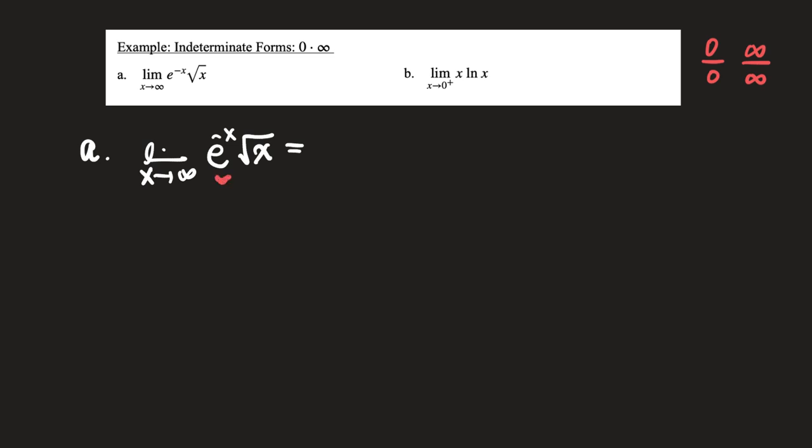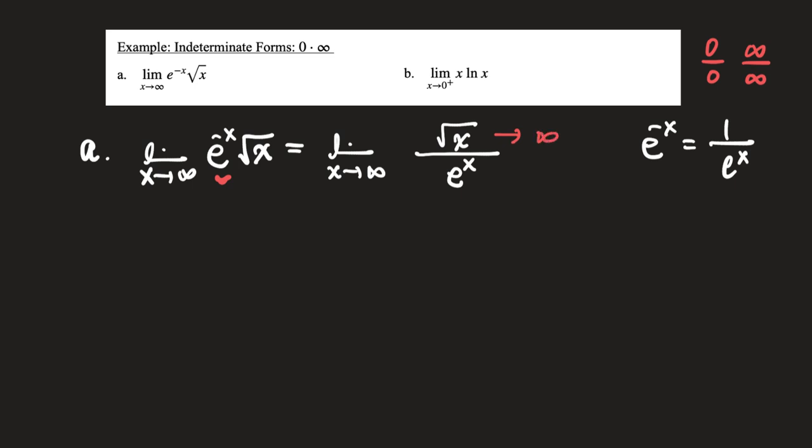So how can we change this form into a fraction? The limit as x approaches infinity of the square root of x over e to the x, since e to the negative x is exactly the same as 1 over e to the x. Now check whether this is 0 over 0 or infinity over infinity. As x approaches infinity, the square root of x goes to infinity, and e to the x goes to infinity, right? I showed the graph of e to the x. So now you can use L'Hopital's rule here, guys.